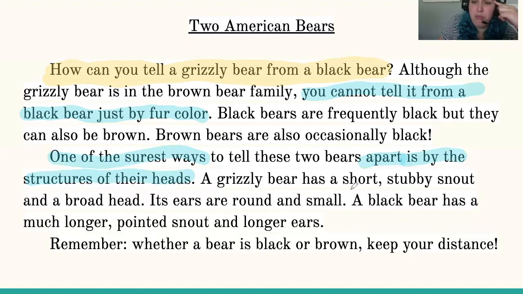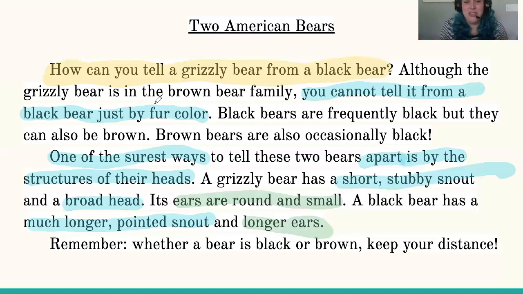Maybe my evidence, if they were to ask me, what is the main idea and details of this text? And I had to write it down and answer, maybe my evidence would be they have different head structures. For example, short stubby snout and a broad head, longer pointed snout. Another detail, I'm going to use green this time, longer ears, small round ears. Okay, those are the details. And we're done.